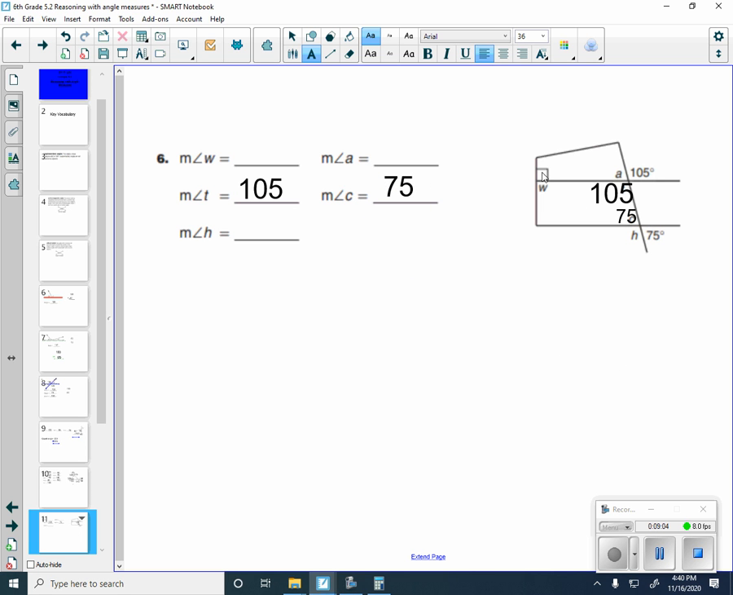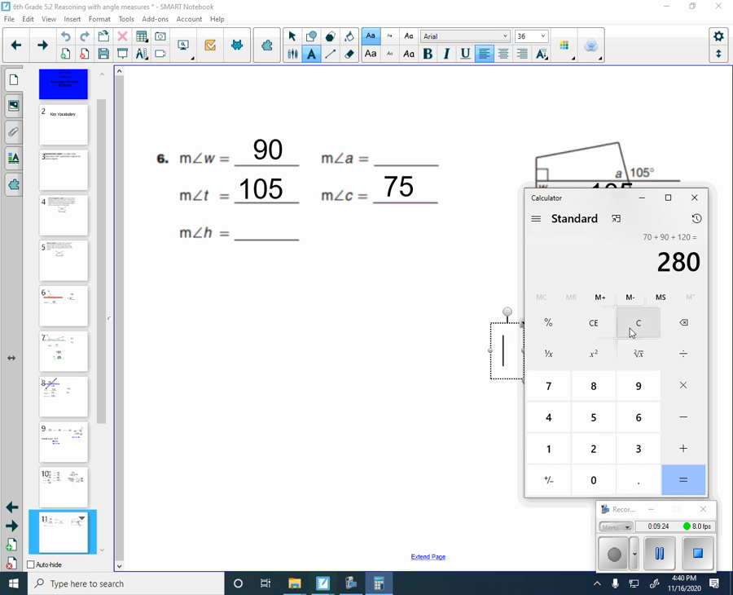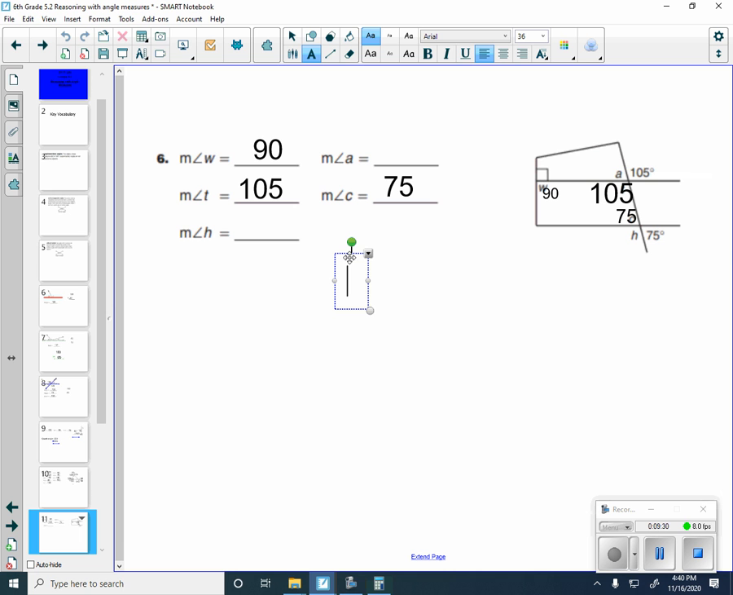anything else? Looks like this is a straight line. We have a 90-degree angle here, so that means W has to equal 90. I think we have to do some math now. 105 and A equals 180. So what's 180? Because that's a straight line. 180 minus 105. That equals 75. Perfect. So A is 75.